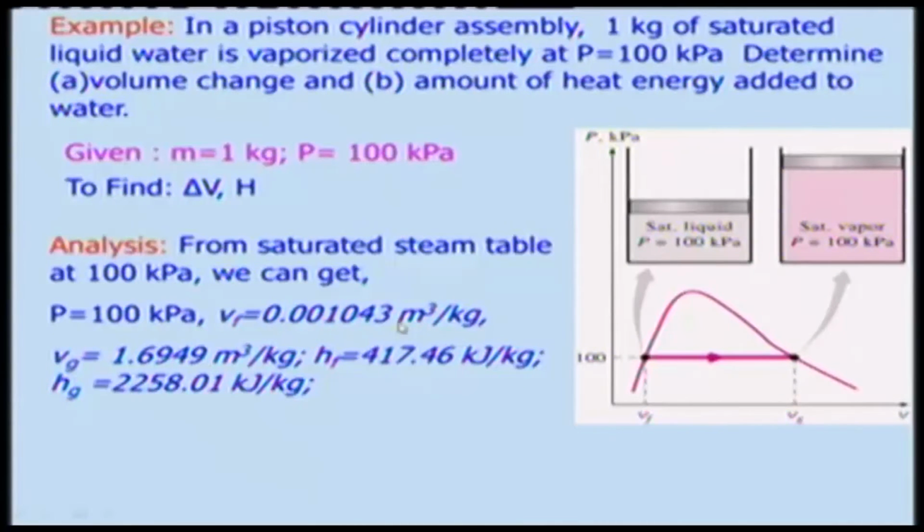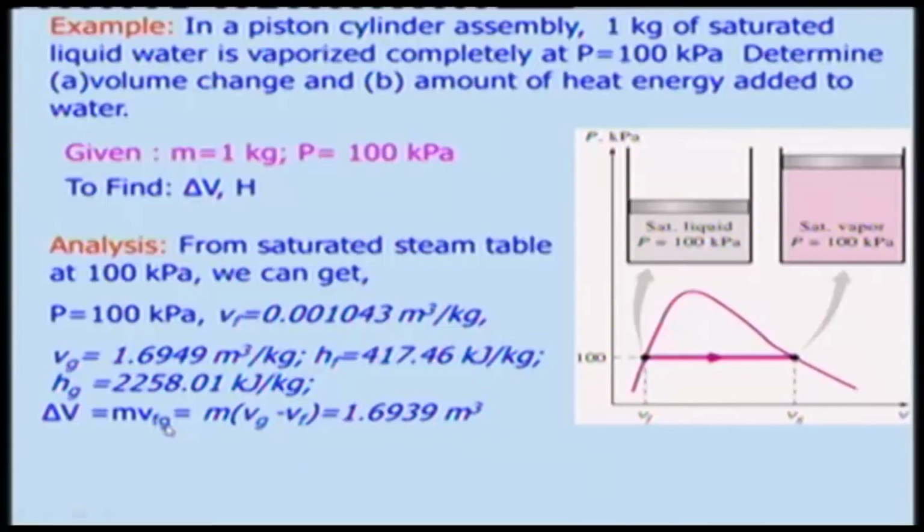Vf is very, very small, keep in mind, that is 0.001043 meter cube per kg. Vg is of course very high, that is 1.6949 meter cube per kg. We can also find Hf, which is 417.46 kilojoule per kg, and Hg is very high, that is 2258.01 kilojoule per kg. I know these values at 100 kPa from the steam table.